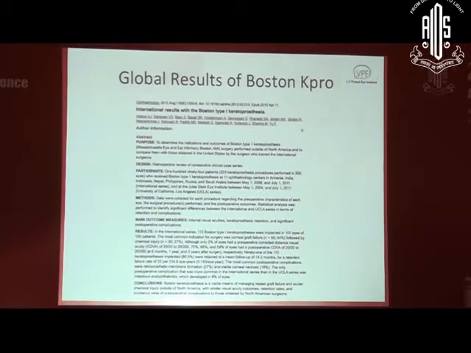Again, this is a paper that many of the people who will be talking in this instruction course published along with Tony, the global results of Boston Kpro, and you find that the anatomical functional success is very comparable between surgeons in other parts of the world versus those who operate in the United States, except for the occurrence of endophthalmitis, but it's not alarmingly high, but that's something that should be kept in mind.